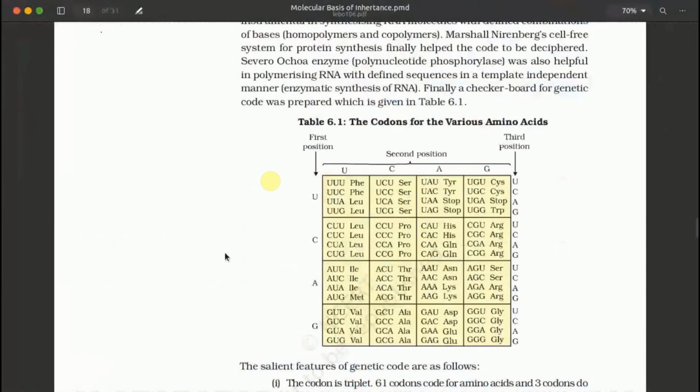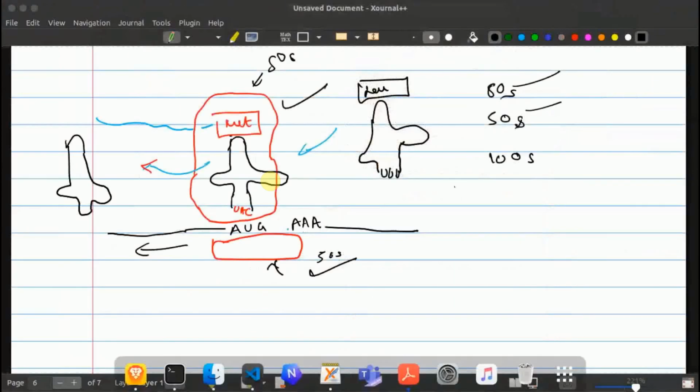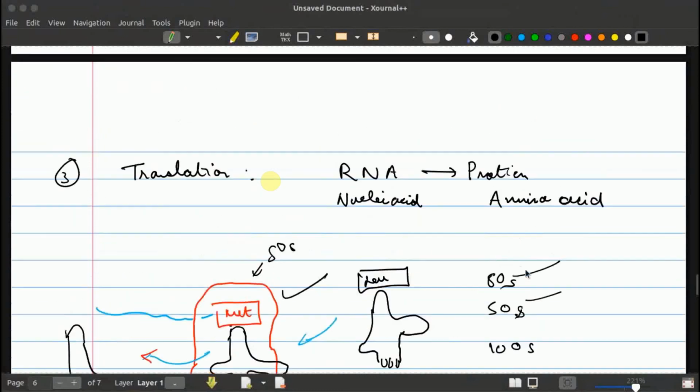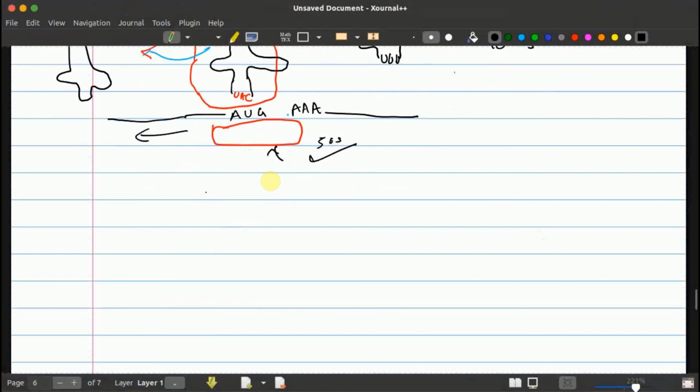64. But if you look at this, how many amino acids do we have? Like we discussed this right now, right? कितने amino acids हैं? Amino acids कितने हैं, bro? 20 amino acids. So you have 20 amino acids, and you have 64 possibilities.